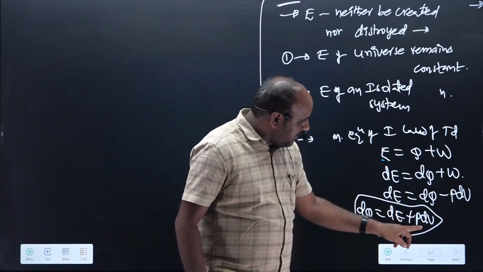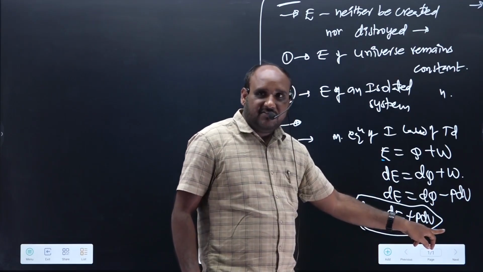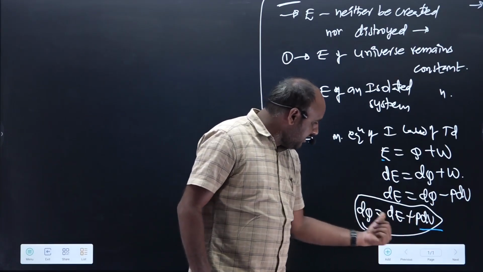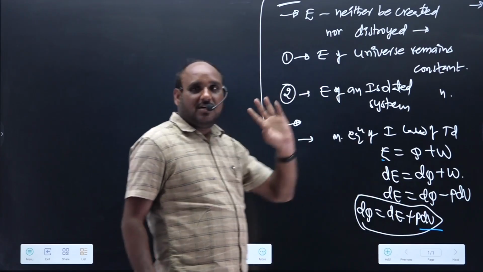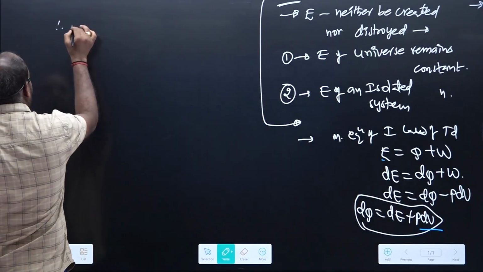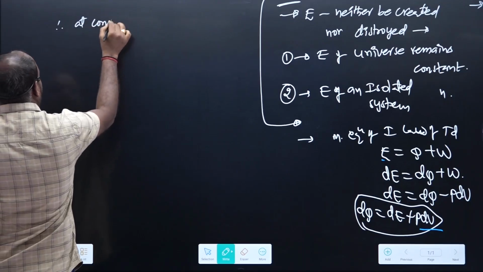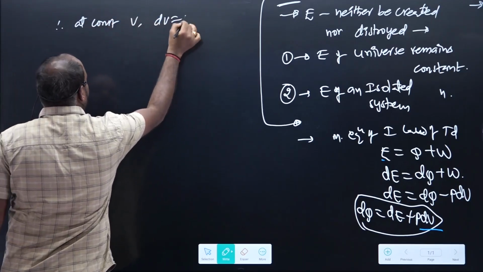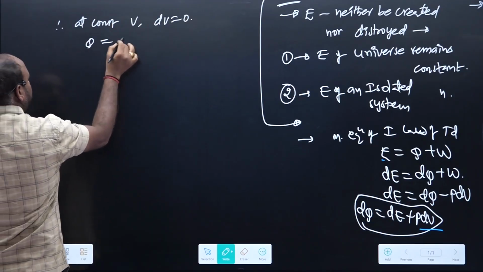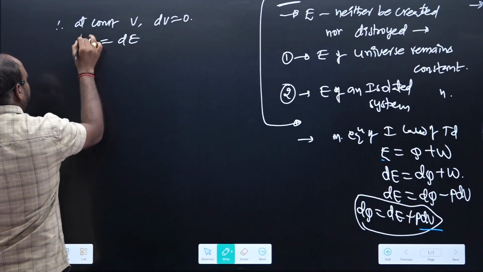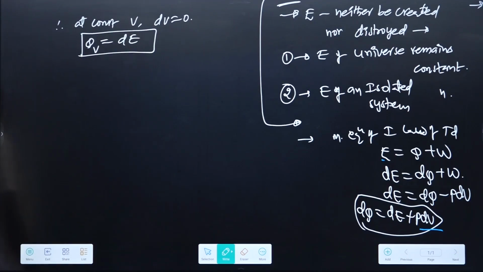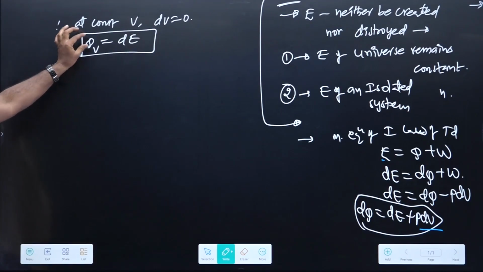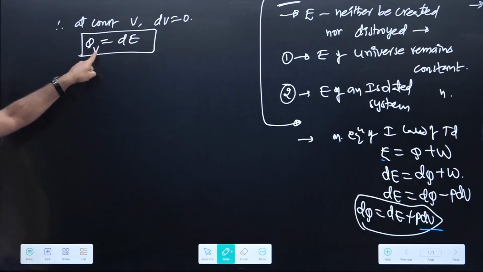Here at constant volume, what about dV? dV is 0. So when dV is 0, dE is equal to dq. Q means heat energy, and this happens at constant volume. Therefore Q is equal to dE, so dE is equal to QV. It means the amount of heat exchanged between system and surroundings at a constant volume.